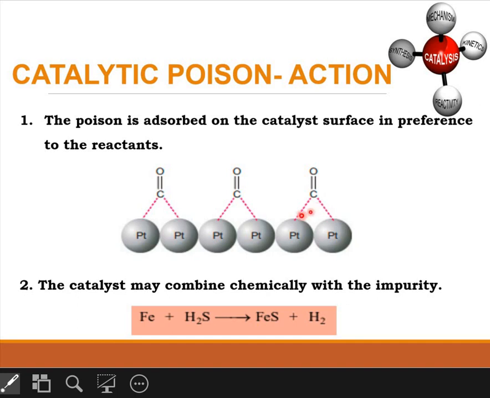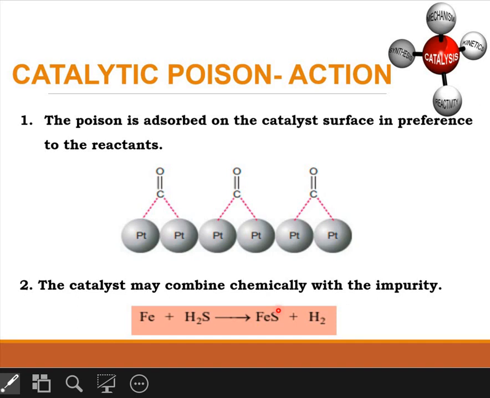The second action is that the catalyst may combine chemically with the impurity. For example, the Haber process is catalyzed by iron, and it is poisoned by the presence of hydrogen sulfide. Here the hydrogen sulfide combines with the catalyst iron and produces iron sulfide, by which the activity of the catalyst is totally lost.